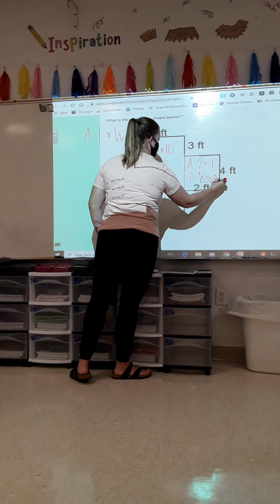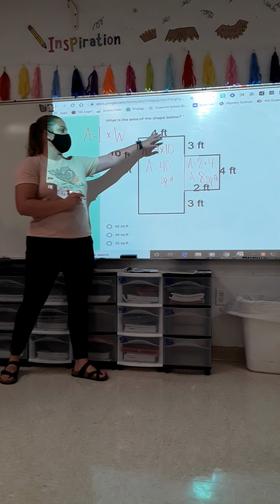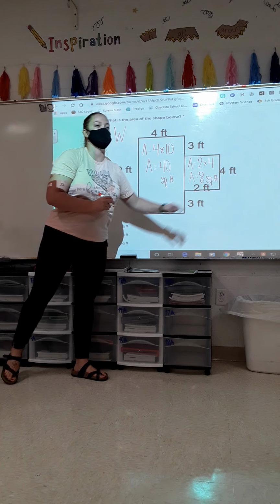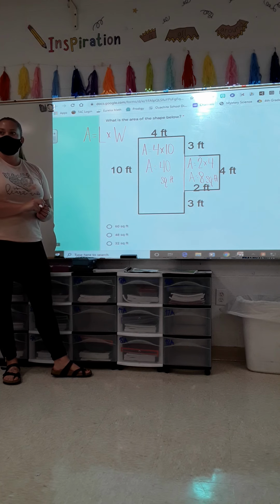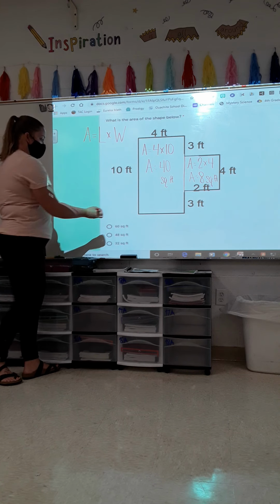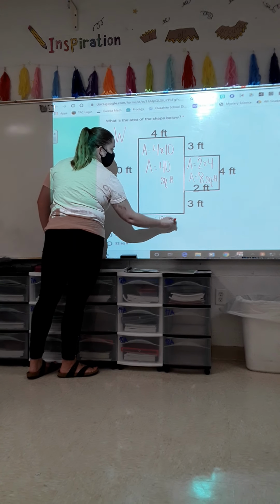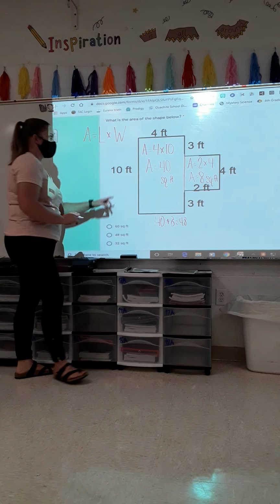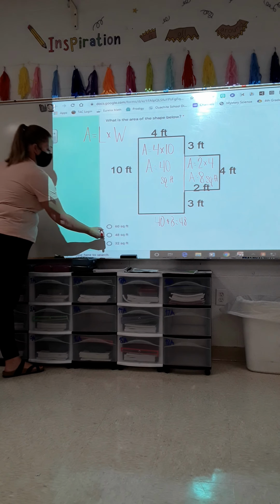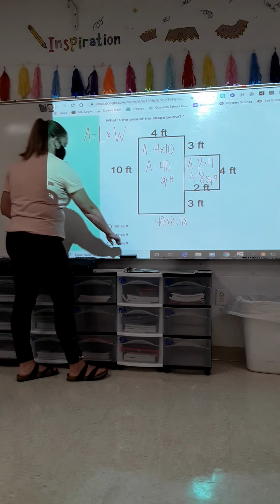Wait, so if this part is 40 square feet and this part is 8 square feet, what's the area of the whole thing? 48. How did you know it was 48? Because I added 40 and 8 together. Yeah, I've got to add the area of this part plus the area of this part, and that gets me 48. My measurement's in square feet, so the correct answer is 48 square feet. Questions? All right.